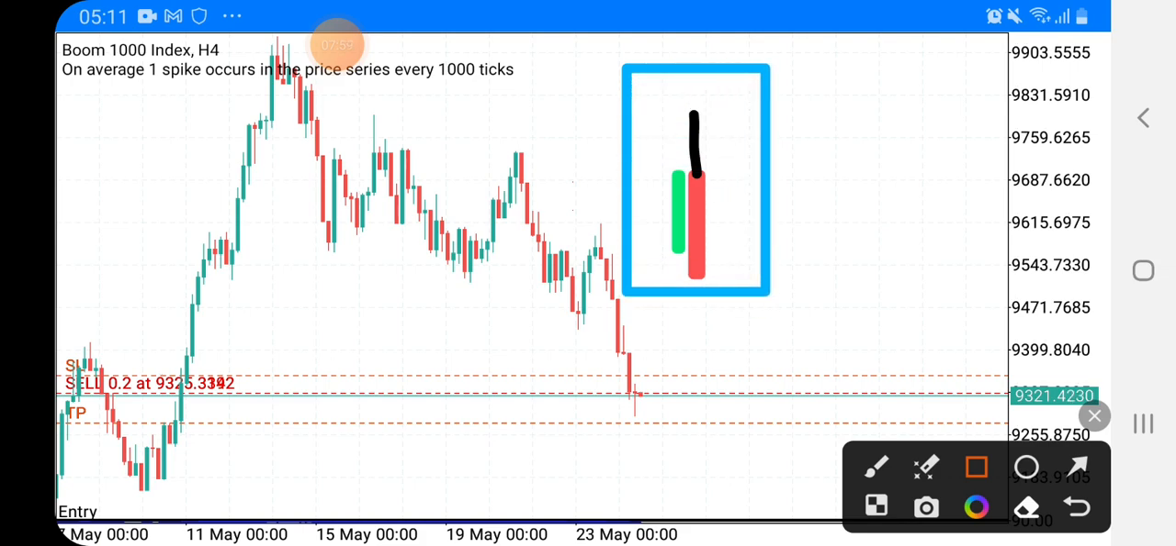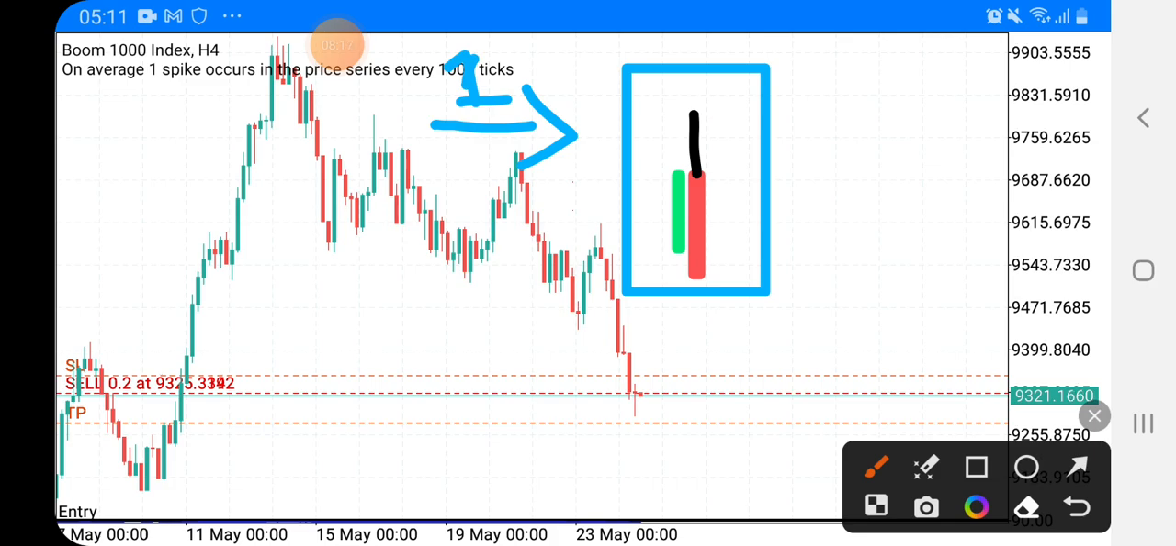So this for me is the most effective when it comes to candlestick patterns on boom and crash. This is my number one.